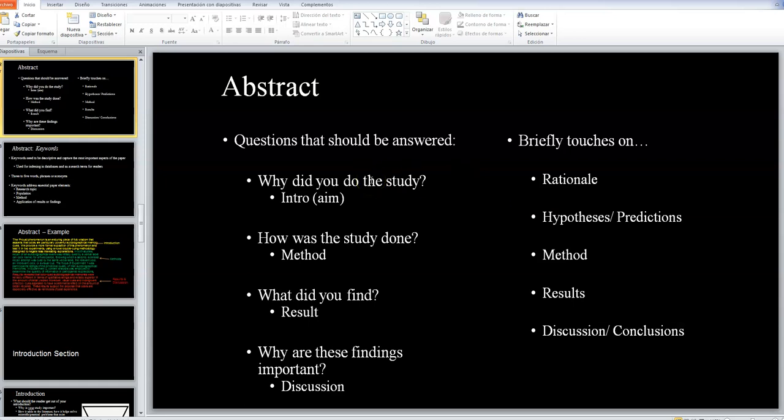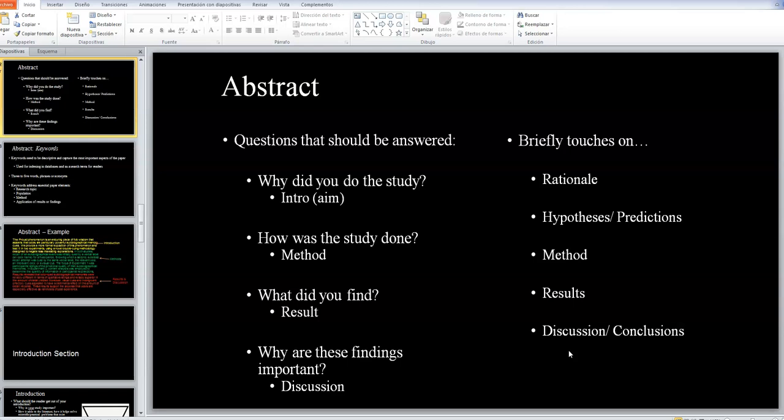Some of the questions that should be answered: what do you do in the study, which is the introduction? How was the study done? What did you find? And what are the important findings? Briefly touch on what is the purpose, the rationale of the study, what are the hypotheses, what are the methods, what were the results, what was the discussion and the conclusion. If it's not obvious by now, then it should be, well, the abstract should be written by the end. It's the last thing that you will write. Everything else should be written first. At the end is when you write the abstract. That's what we'll do in this course.